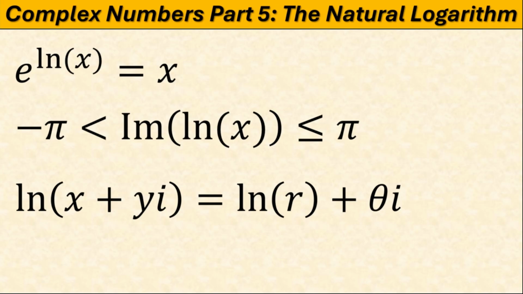And so, to summarize this video, e to the natural log x equals x by definition, but the imaginary part of natural log x is always between the range of negative pi non-inclusive and pi inclusive. And the natural logarithm of any complex number is going to be the natural logarithm of the radius plus the angle multiplied by I. And that brings me to the end of this video.